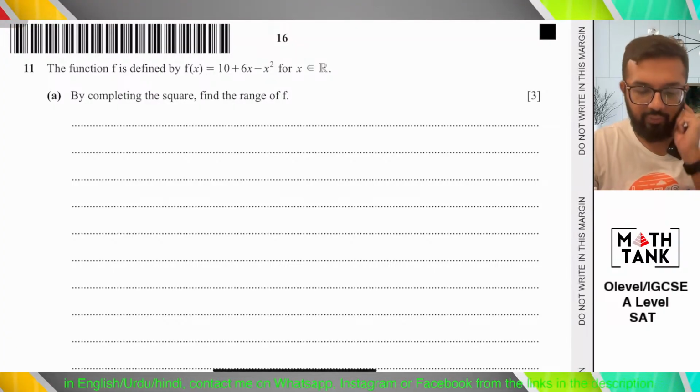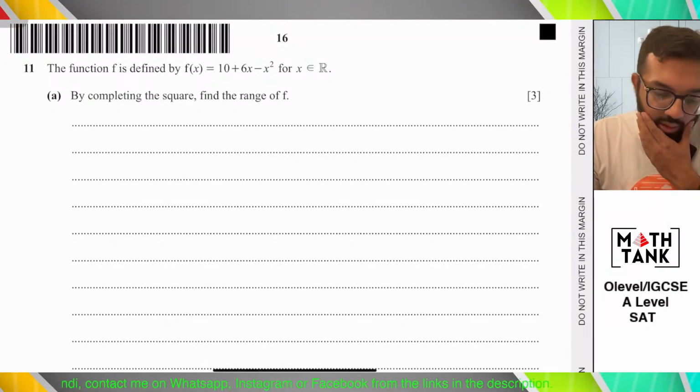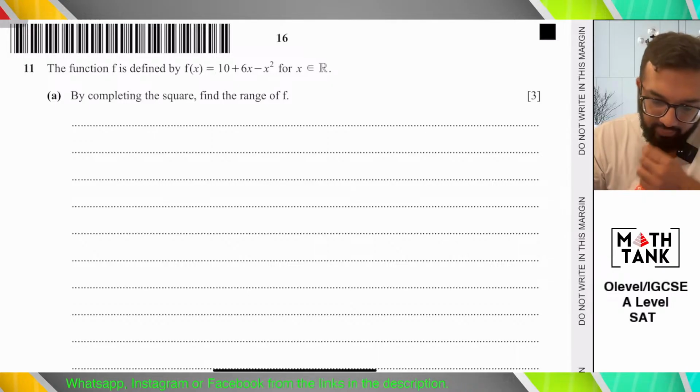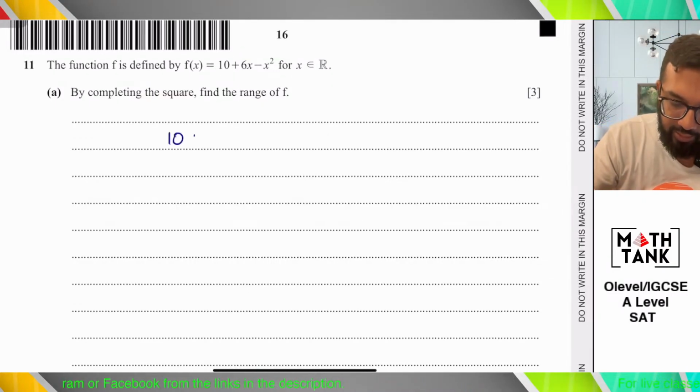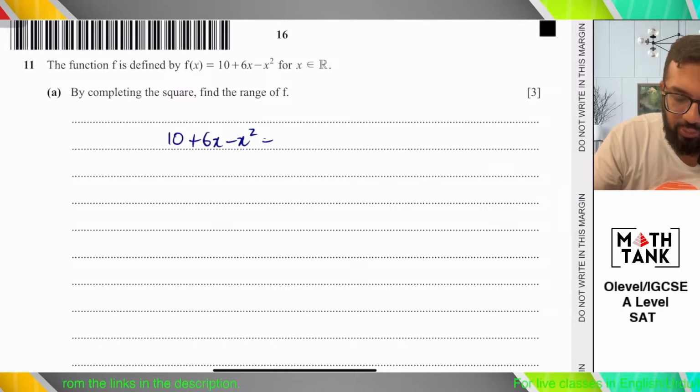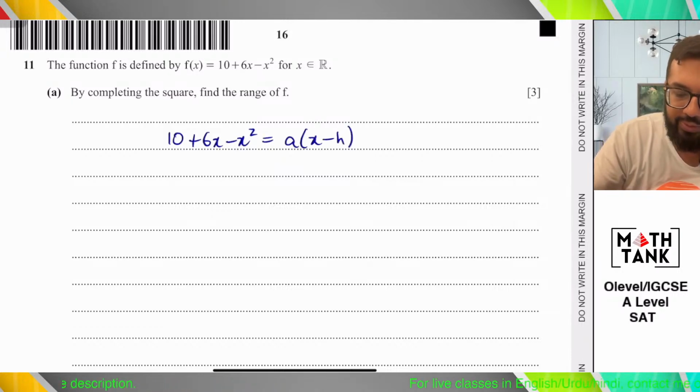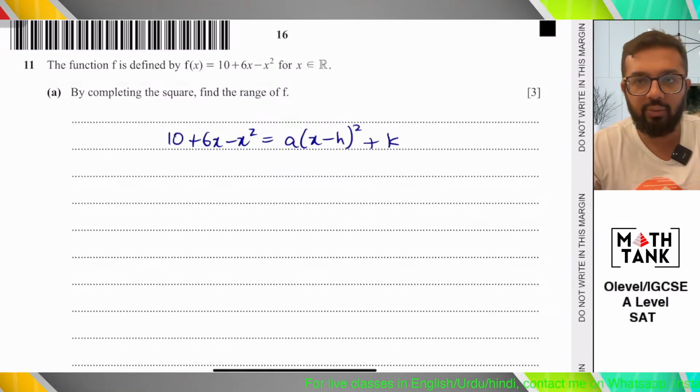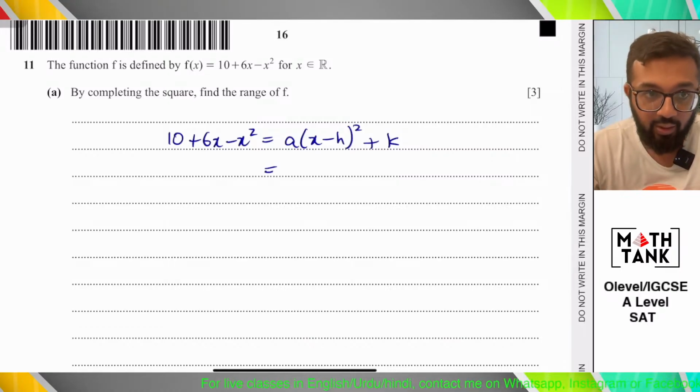Okay, question 11, last question for this exam. The function f is defined by this, by completing the square. It tells you to complete the square. When the form is not given, it's your call on what form you want to use. I've always told you that you should use the form a(x minus h) whole square plus k.